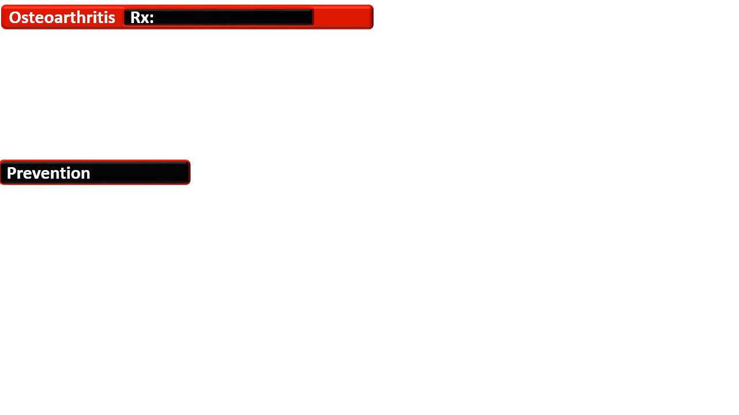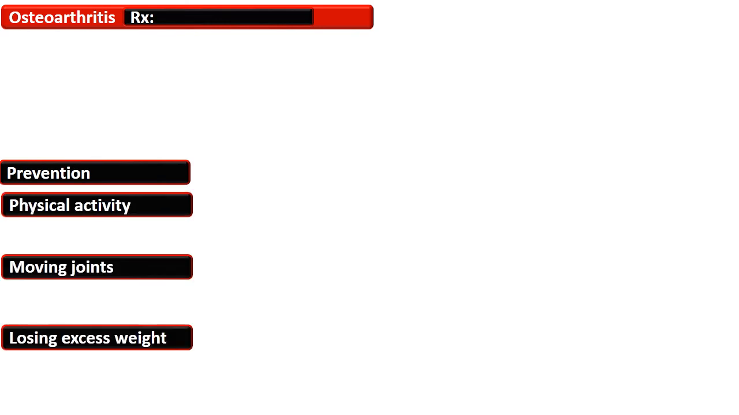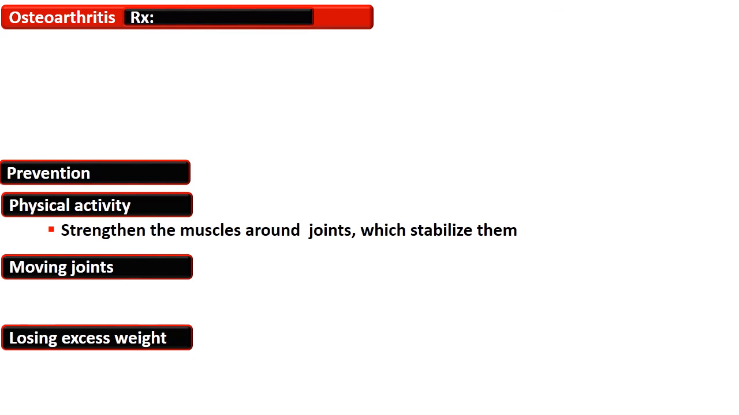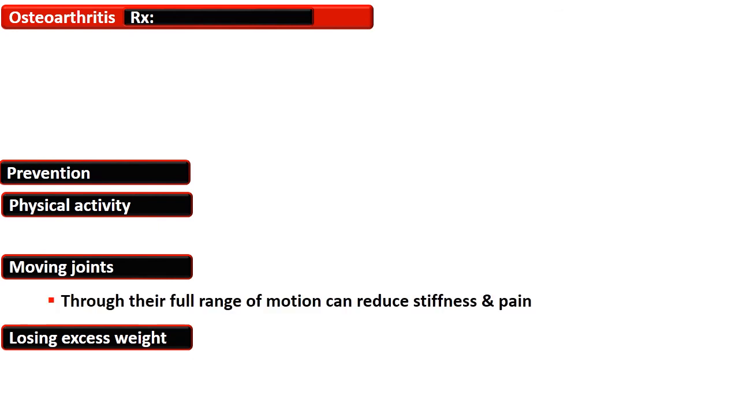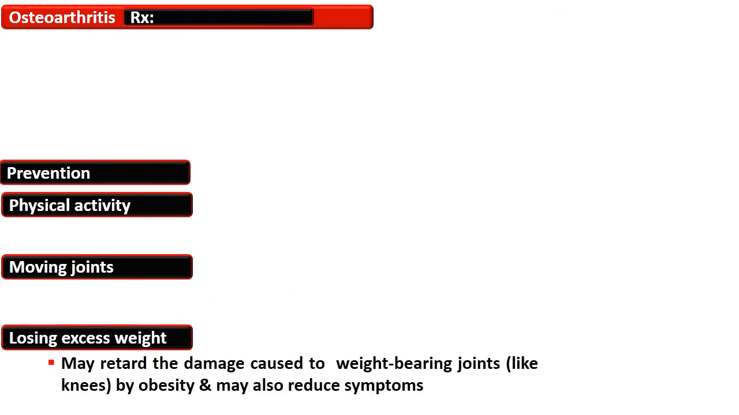There is no way to prevent this disease, but it can be delayed by increasing the support to the joint through physical activity, which increases the strength of the muscles around the joint to stabilize them and to move the joint to its full extent, and decreases the workload or unit load on the joint.